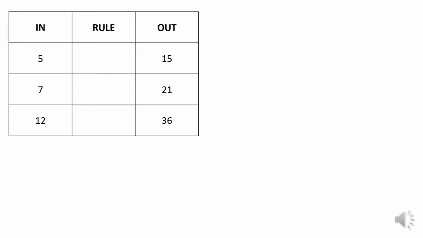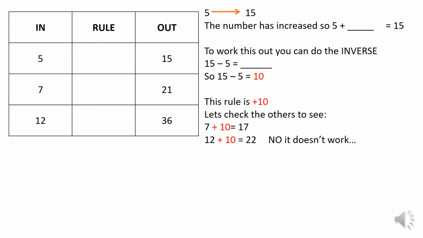Let me take the first one. Something has happened to 5 to get to 15. So one option is 5 add something is 15. I can work out using the inverse what that number could be. So 15 take away 5 is 10. Therefore my rule could be add 10. Let me check it with the numbers. 7 add 10 is 17, and 12 add 10 is 22. So this rule doesn't work, so it's not add 10.